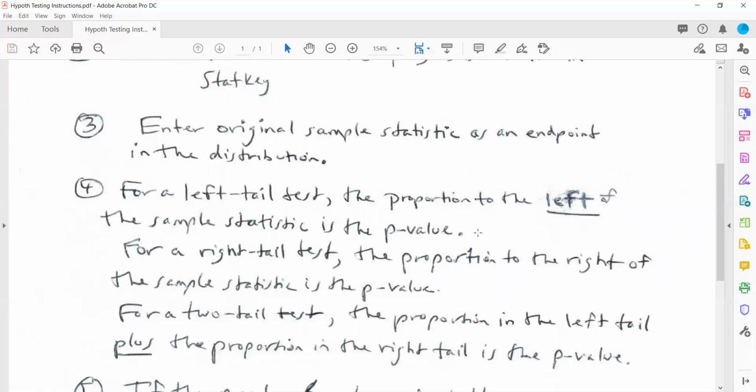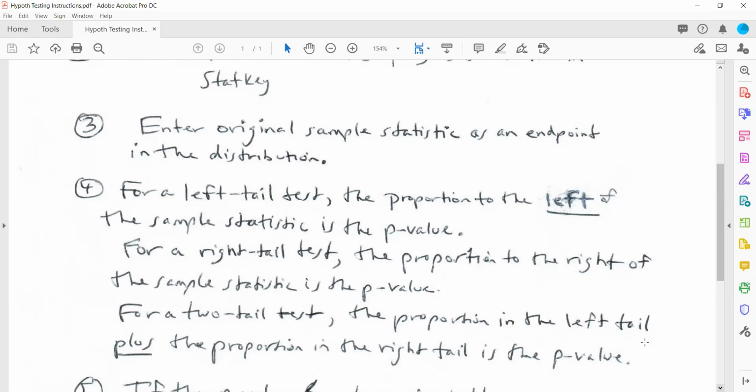All right, and basically for the left tail test, where the alternative hypothesis says less than, you would plug in your sample statistic into the distribution, and then you would find the p-value. The p-value would be the area to the left, or the probability to the left of that sample statistic. For right tail tests, where the alternative hypothesis has a greater than symbol, you're going to be looking at the right tail instead of the left tail, and you're going to plot your sample statistic, and the area to the right of that sample statistic, or the proportion to the right of it, is your p-value.